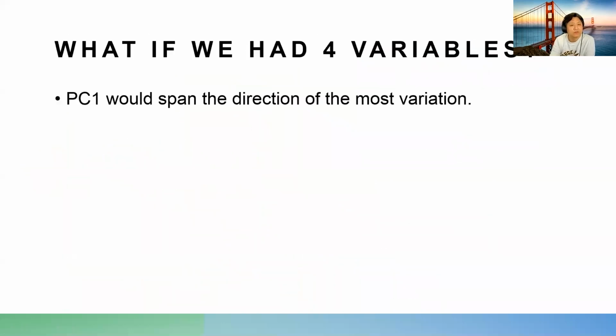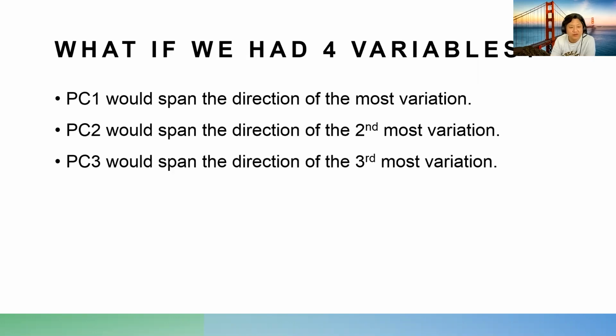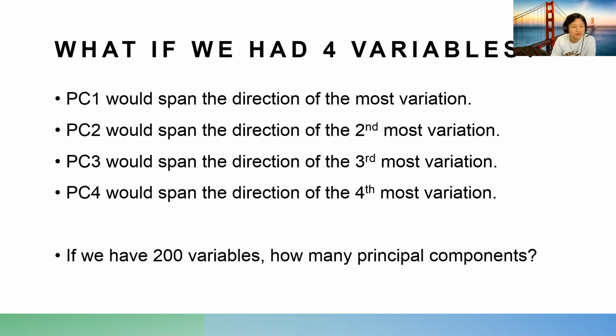Okay, so what if you had 4 variables? PC1 would span the direction of most variation, PC2 would span the direction of second most variation, PC3 would span the direction of third most variation, and the fourth would span the fourth variation, right? If you have 200 variables, how many principal components can we have? Theoretically, 200, right? But we never use 200 principal components. If you can use only 2 principal components, that will be huge. The contribution will be very efficient.